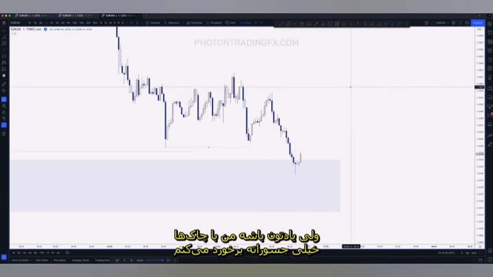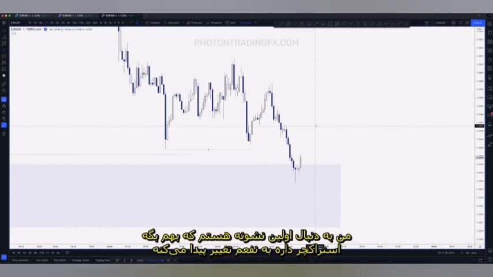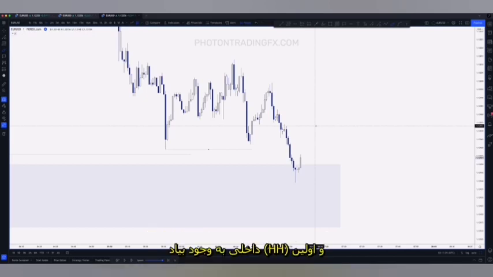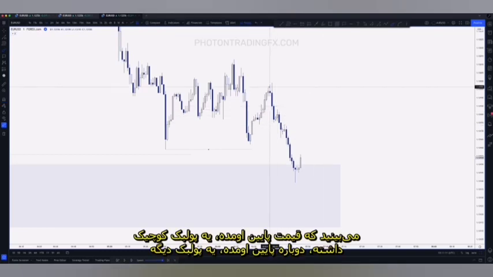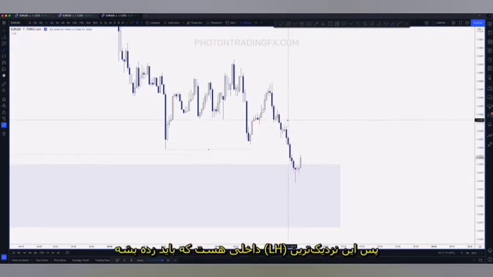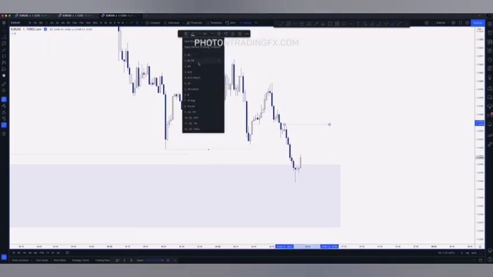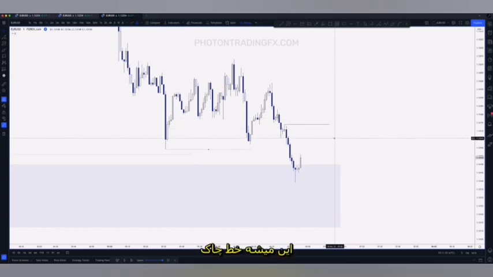That's cool, but remember, I want to be very, very aggressive with my M1 change of character, because I'm just looking for that first little indication that structure is shifting in my favor, and we get that first internal higher high. So for me, that level is this high here. Because you can see price comes down, little pullback, price comes down, little pullback, and then all of these candles break the prior candle's low. So at this point, this is the most recent internal lower high that I want to see go. So draw my level across from there.